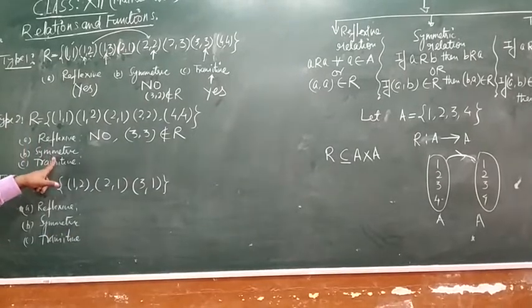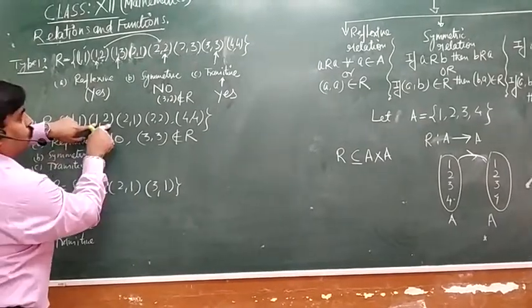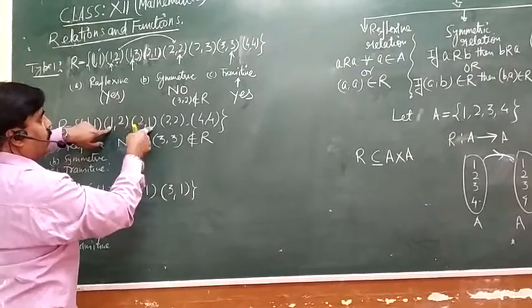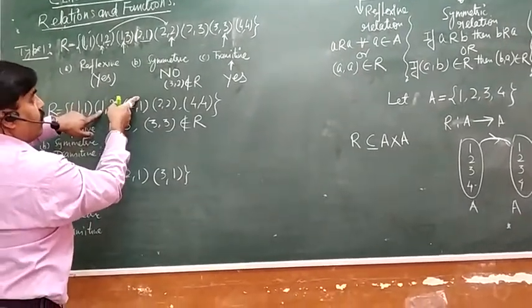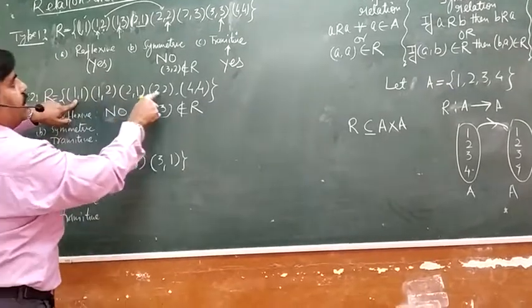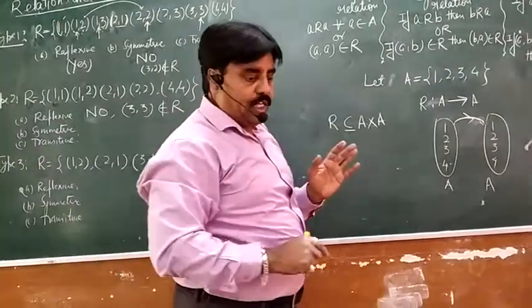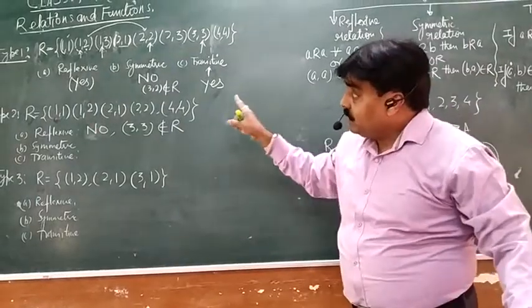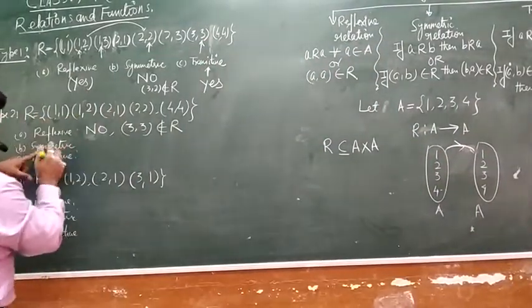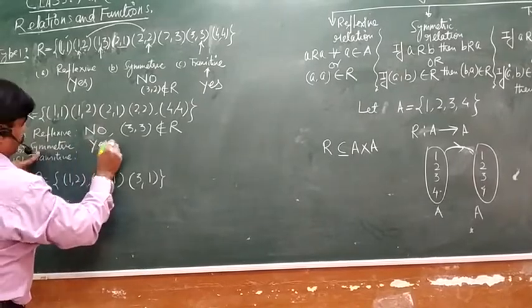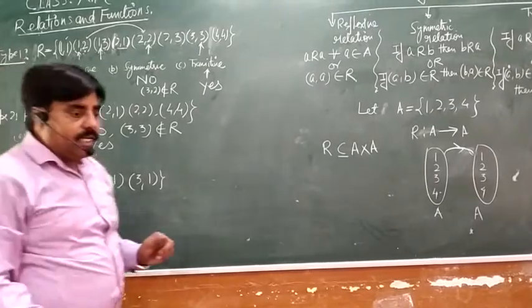Now symmetric. See, 1, 2, then 2, 1. It is true for this one only. There's no need to check these doublets. You are supposed to check for those which are not doublets. So 1, 2, then 2, 1. So that is symmetric, so you can say yes. Now you must check for the transitive also.